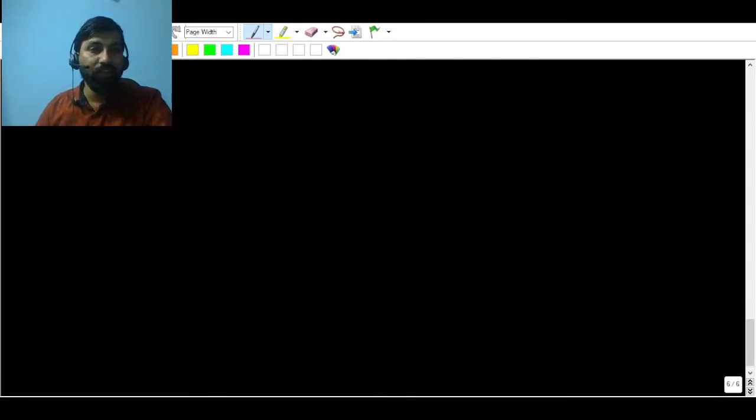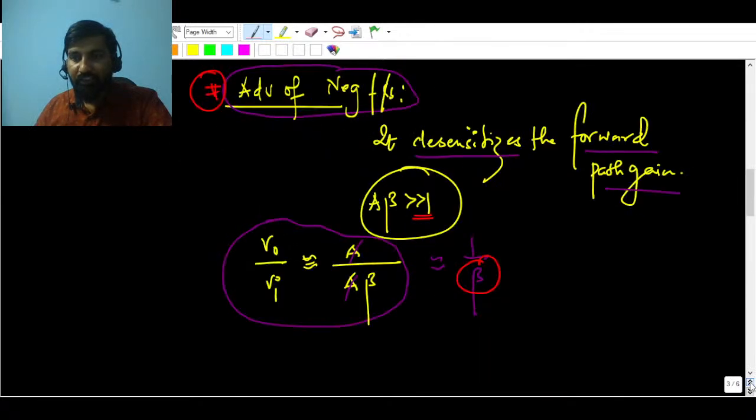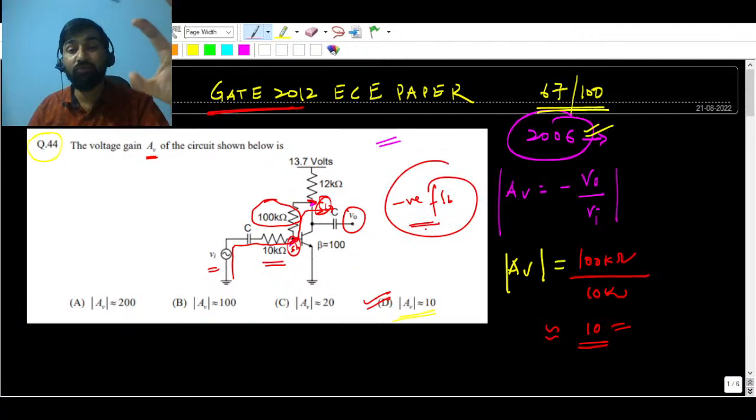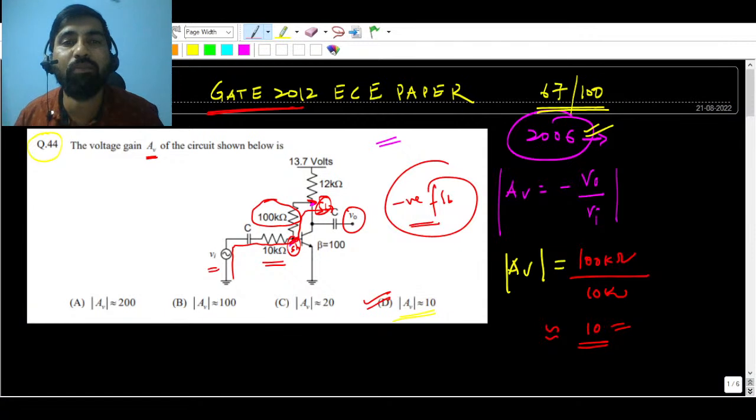I hope you have understood this, and you don't have to worry much. In the case of an amplifier, if you want amplification, there should always be negative feedback. And if there is feedback involved in the amplifier, then you can get any answer, and any kind of question you can solve within a small amount of time.